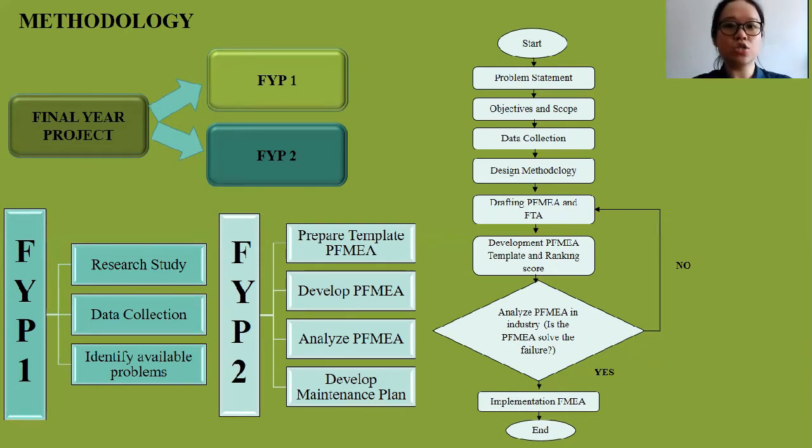At the right-hand side, it shows the process flowchart of my entire research study. First, I will identify the problem statement, objective and scope, data collection, design methodology, drafting PFMEA and FTA, and developing the PFMEA template and ranking score, and then it proceeds to decision making. At decision making, I will analyze the PFMEA in industry. Is the PFMEA able to solve the failure? If no, it returns to drafting PFMEA and FTA. If yes, it proceeds to the implementation of FMEA until the end.